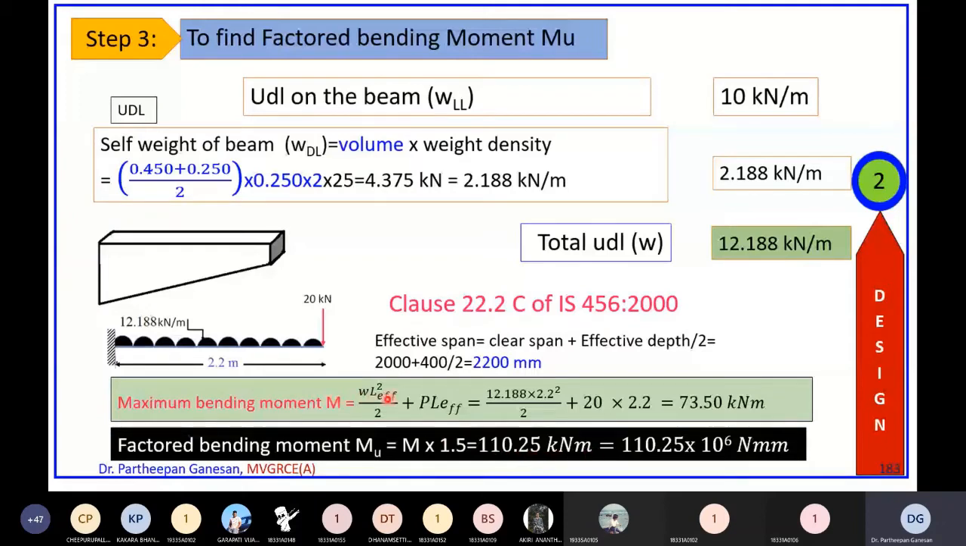Remember, all this w and L effective is in kilonewton and meters, so your resulting value will be in kilonewton meters. This 110.25 kilonewton meter is equal to 110.25 into 10 power 6 Newton millimeters. So this is the bending moment value. From here onwards, all the steps remain the same as what we did before. Any doubts so far? Anybody? Is it clear? Students?